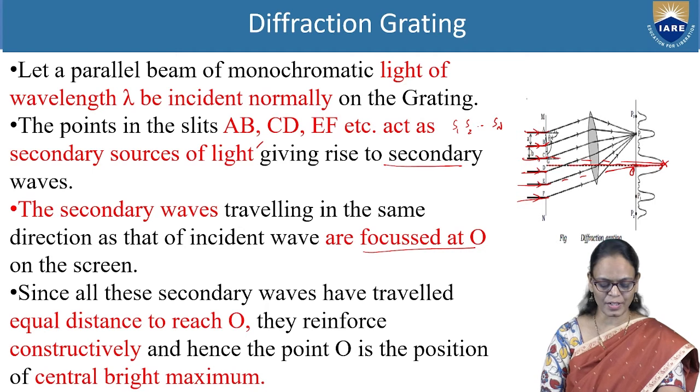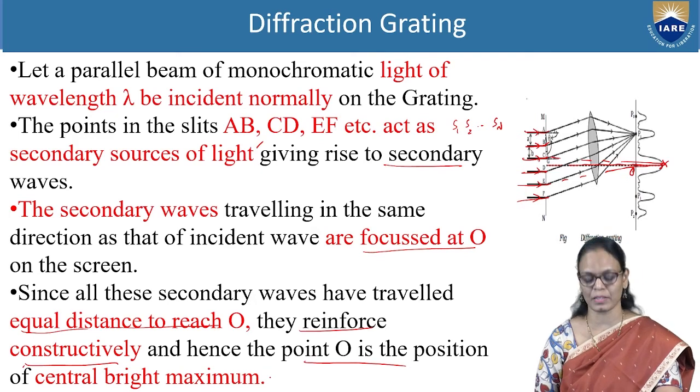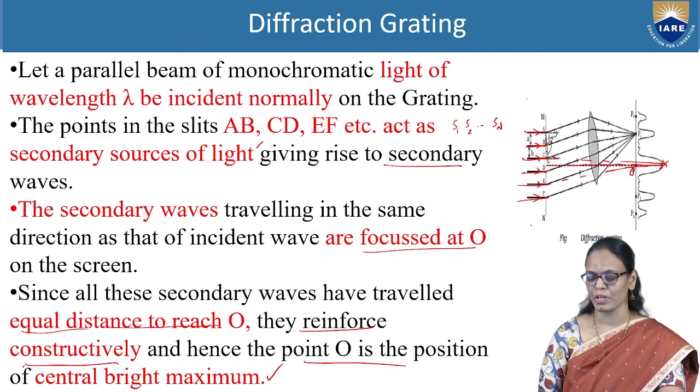And they are traveling equal distance, so they reinforce constructively and hence the point O is bright. It is maximum, the intensity is maximum. So all these rays that are traveling in the same direction and reaching O give rise to maximum intensity, which is a bright point.